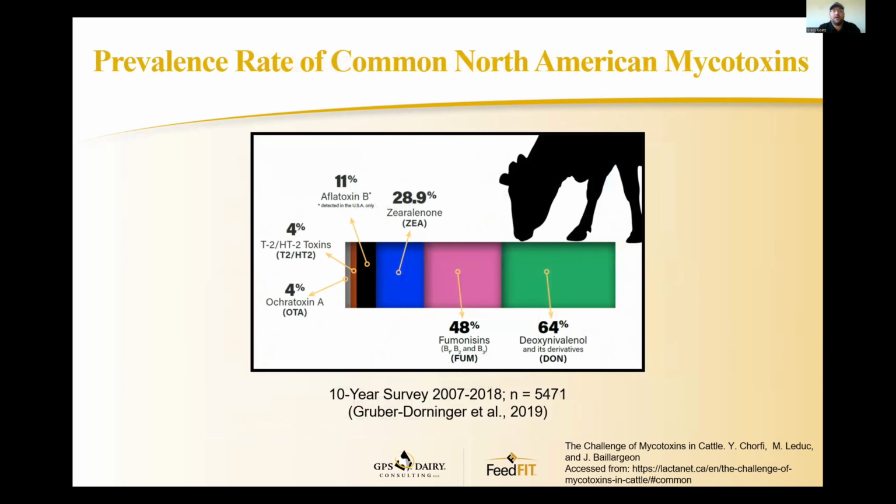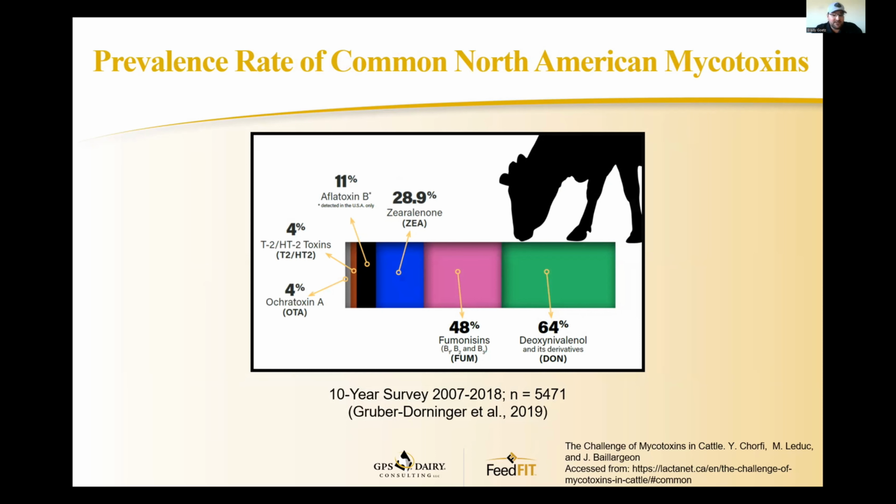So, how common is this? We talk about mycotoxins, they're present. Okay, what does that mean? How often do we see those? Well, this 2019 study went over a 10-year period from 2007 to 2018. And here we can see that DON is the most prevalent at 64% in those samples, followed by fumonisin, zearalenone, and aflatoxin B1. And most of those aflatoxins were found here in the United States, and most of those are common in the southern United States, again, because of the weather conditions, the growing conditions that we have down there.